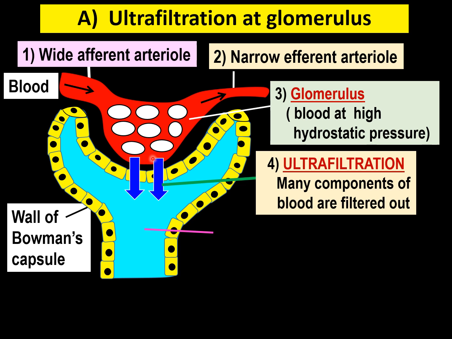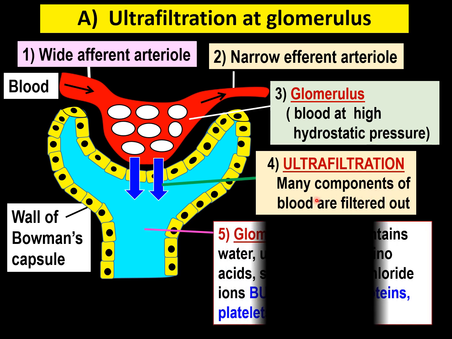Other cells that are too big and can't come out are the platelets also. Platelets are fragments of cells. And also molecules like the plasma proteins that are bigger in size. They cannot pass through the pores of the wall of the blood capillaries because the pores are too small for them to pass through. So when ultrafiltration occurs, many components of blood are filtered out.